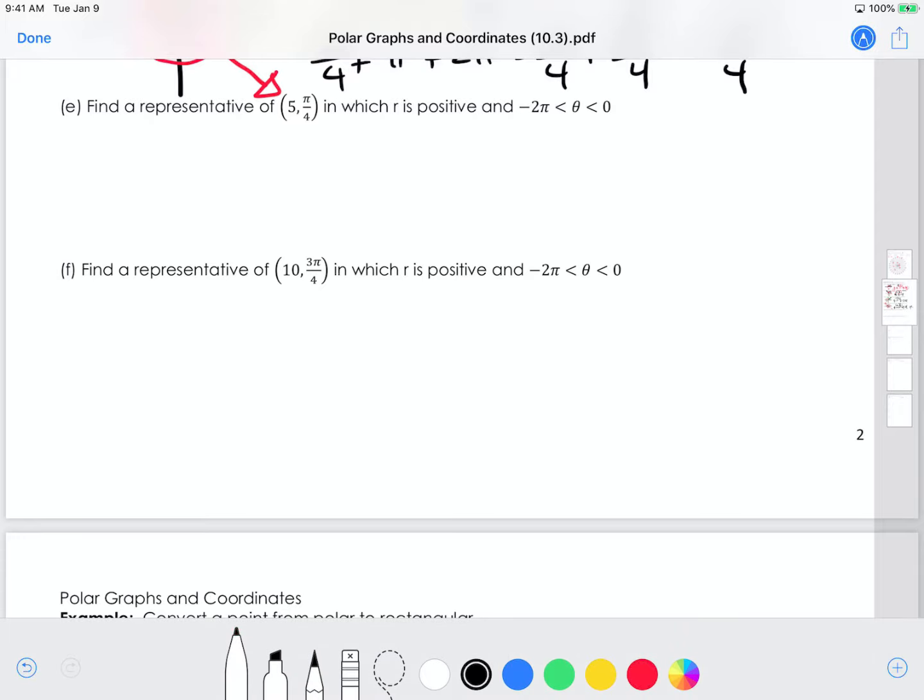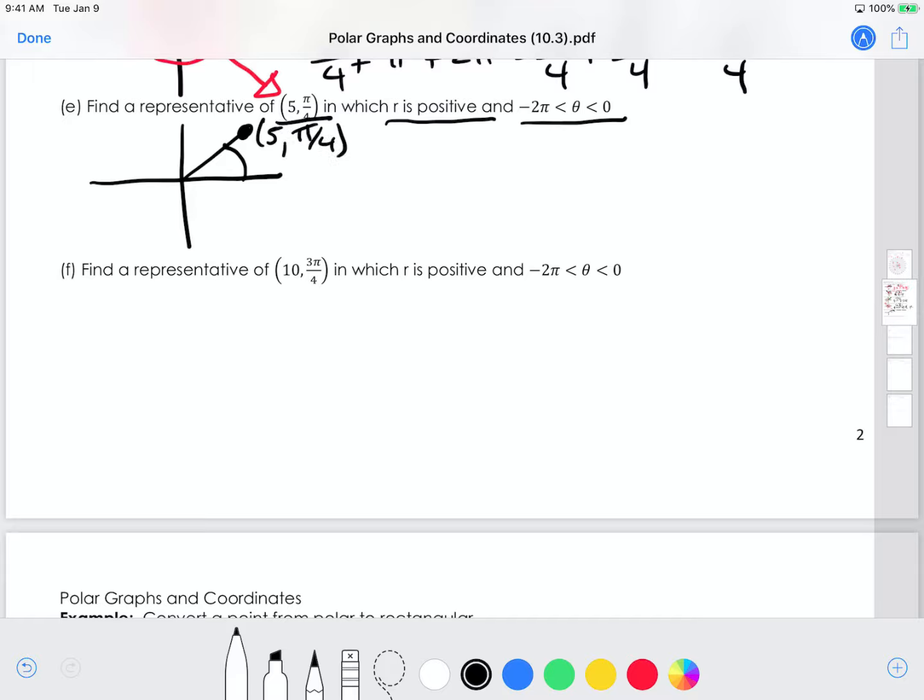Okay, find a representative of 5 pi over 4 in which r is positive and it's opening up in the negative direction. It's from -2 pi to 0. So this is going on the first rotation, but in the negative direction. So if I plot this point, pi over 4 and 5, that means I have to open pi over 4 and come out 5 this way. So this is the point 5 pi over 4.